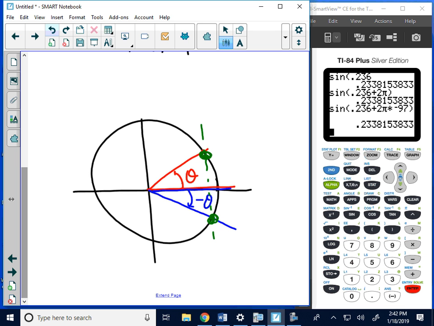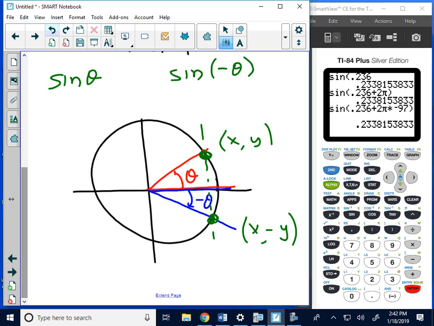Yeah, this is x and y. This is x and minus y, right? If I talk about the sine of theta and the sine of negative theta, are they the same? He puts a question mark there. Are they the same? No, they're not the same, right? This one's some positive number. This is some negative number. Is there any relationship between those two things?